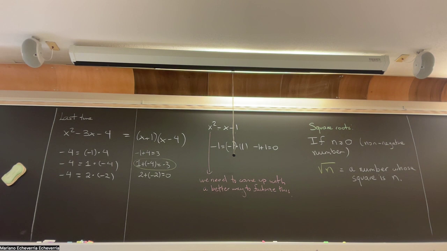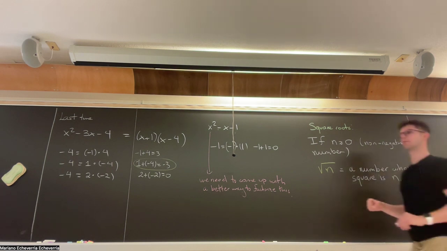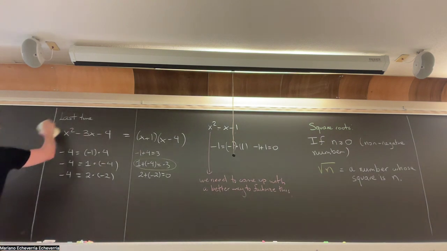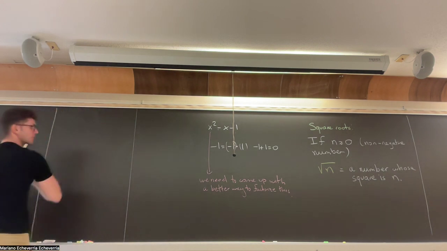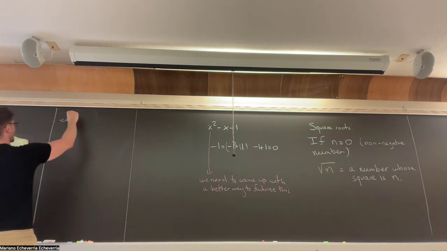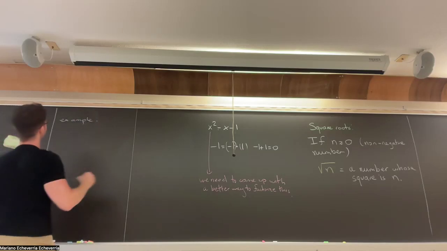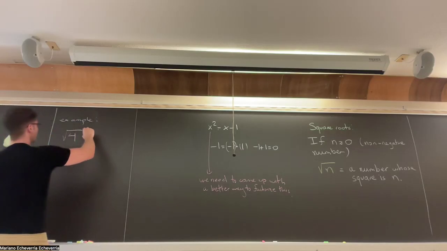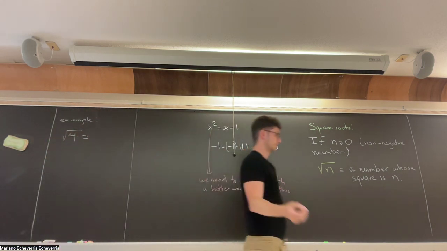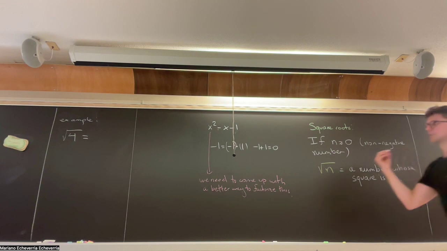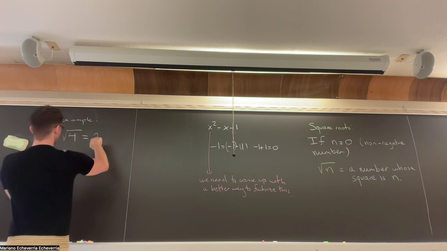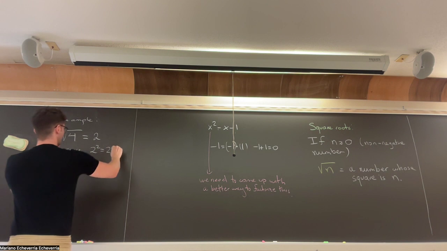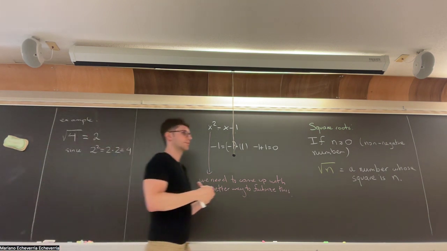There are a couple of good examples to have in mind. Quick example: if I have the square root of 4, that just means I'm trying to find a number whose square equals 4. If you think a little bit about it, you get 2. So the square root of 4 is 2, since 2 squared, which is 2 times 2, equals 4.